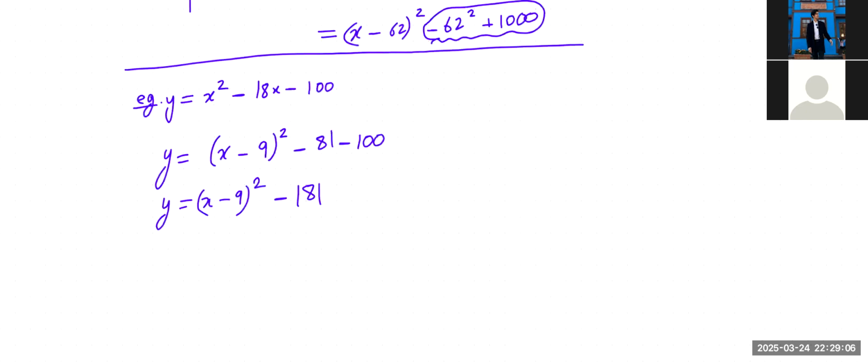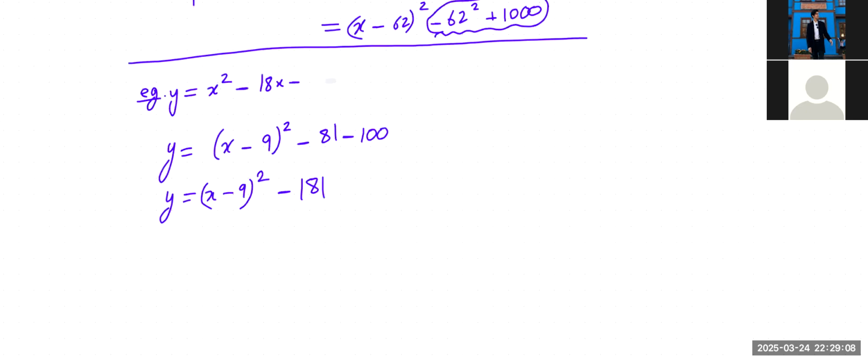Maybe I can make the number even better. Let me think. Minus 19, let's say. Minus 19, which makes it minus 100. That's a good clean number. Okay, so this is my factorized version.